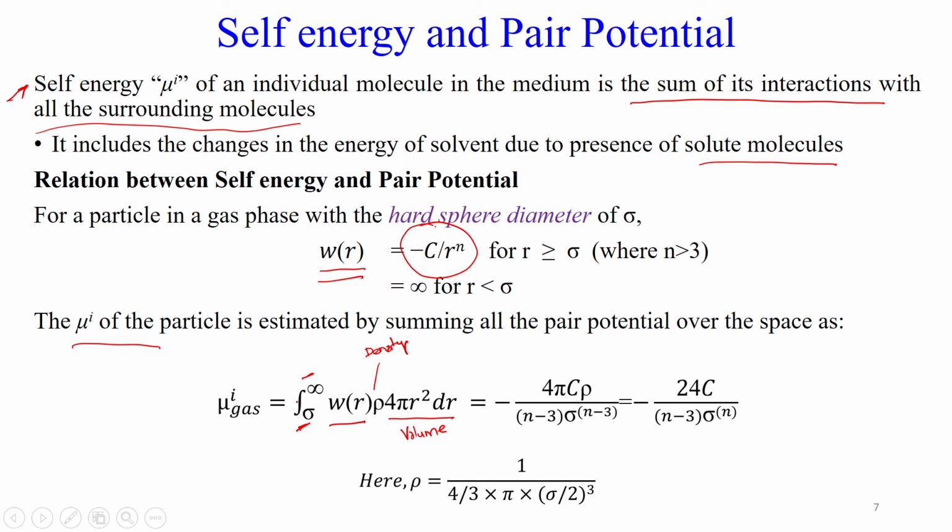If you integrate, it means we are summing up all the interactions from distance sigma to infinity. After integration, it comes out to be 4 pi C rho upon n minus 3, sigma to the power n minus 3. Now rho, as I told, is the number density. For the density term you can simply write 1 upon V, and V is 4 by 3 pi, with R being sigma by 2, whole cube. If you put the value of rho over here, it will be 24 C upon n minus 3, sigma to the power n. So this shows how the self energy and the pair potentials are related.